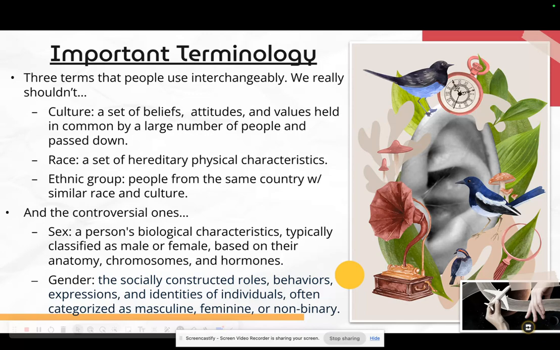And I remember shortening culture to the way a group of people live their life. And I think that's effective. But according to more wordy definitions, it's a set of beliefs, attitudes, and values held in common by a large number of people and passed down from generation to generation or within a family.